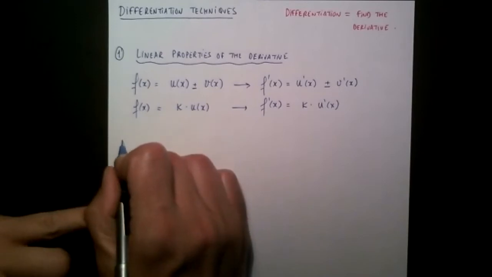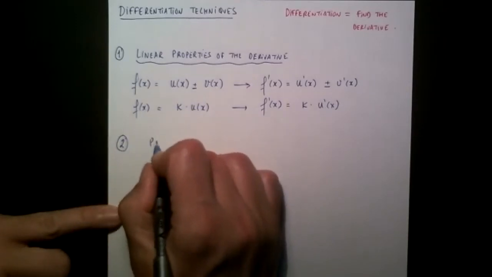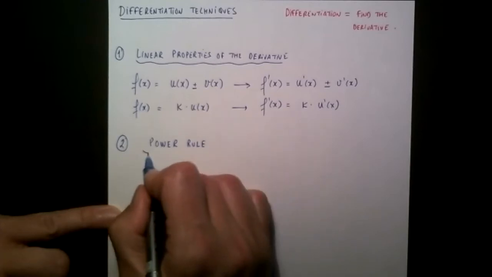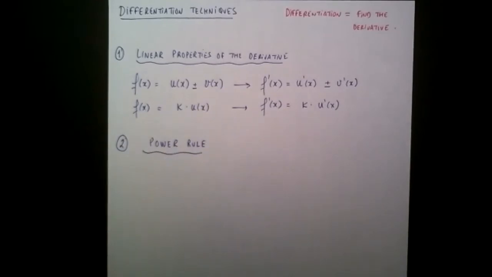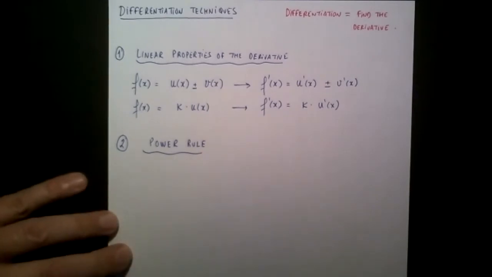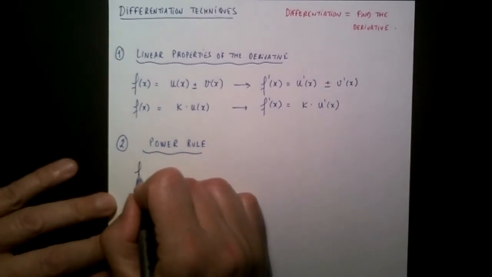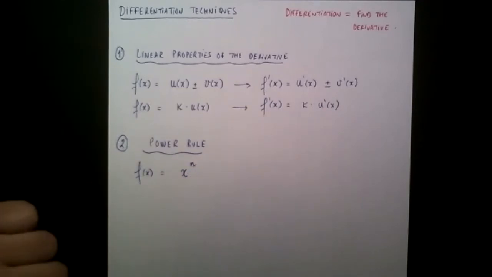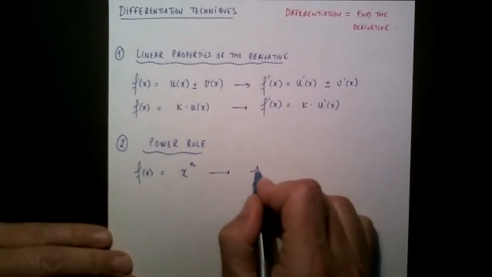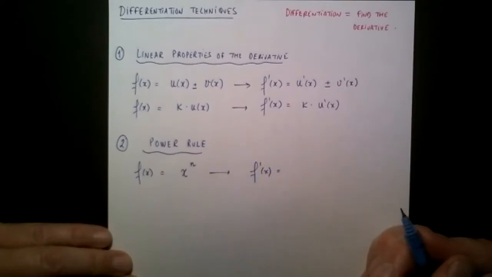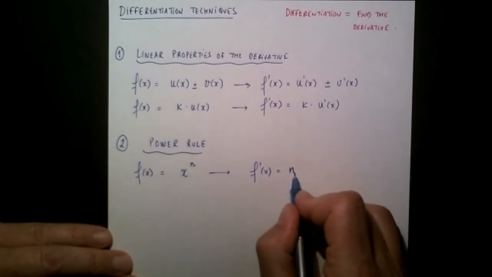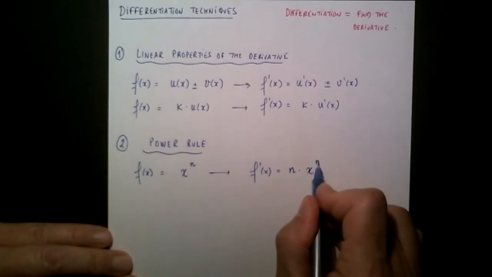Second property is what we call the power rule. Okay, so the power rule is that if f of x is equal to x to the power of n, any number, then the derivative, anybody know this one? Okay, well, you just bring the n in front times x, and you minus 1 from the exponent.